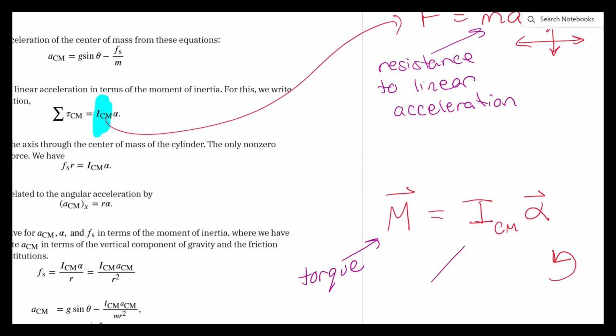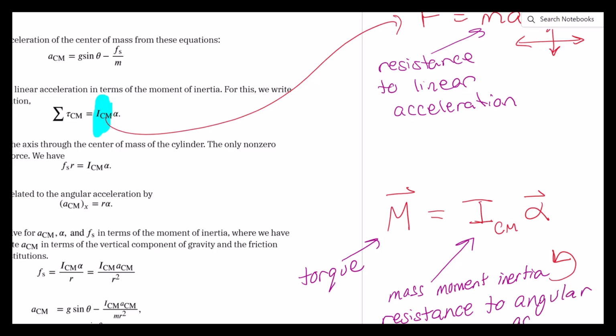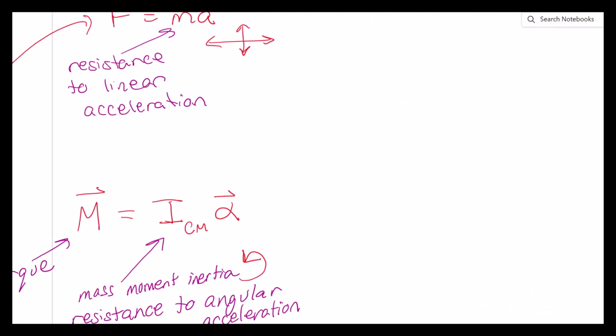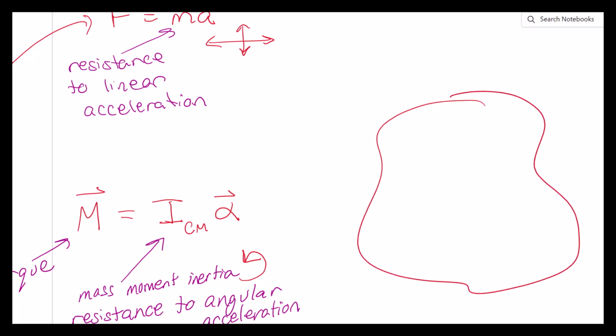And so there's this property of material, and it's called the mass moment of inertia, which is its resistance to angular acceleration. Okay? So basically the idea is, and again, if you skip the second half of chapter 10, you missed it. The more mass I have away from the center, the harder it is to get something to rotate.